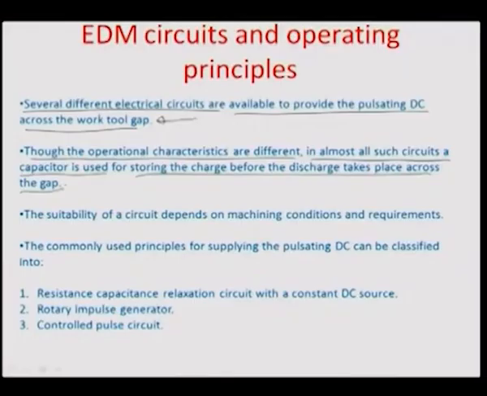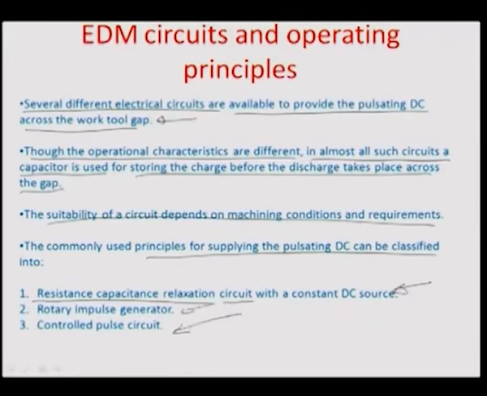Of course, the suitability of a circuit highly depends on machining conditions and requirements, and there are about 3 different principles which are used for supplying pulsating DC. One is the simple RC relaxation circuit, resistance capacitance relaxation circuit, and then you can of course modify it and make it a rotary impulse generator or control pulse circuit, and so on. These are the 3 principal mechanisms with which you can supply a pulsating DC signal in such cases.